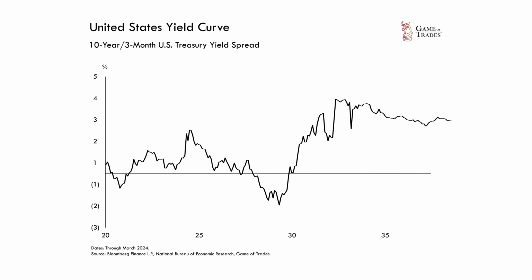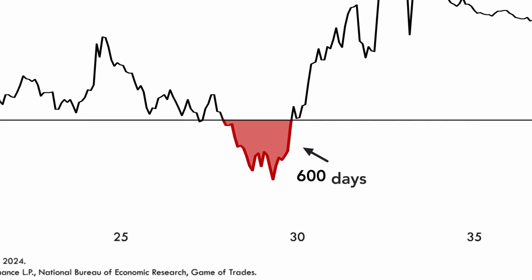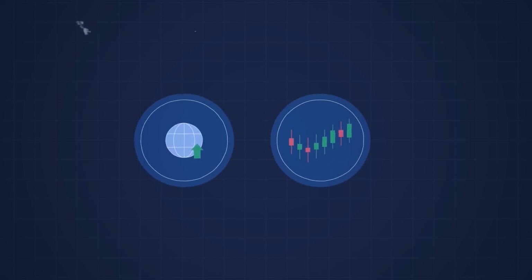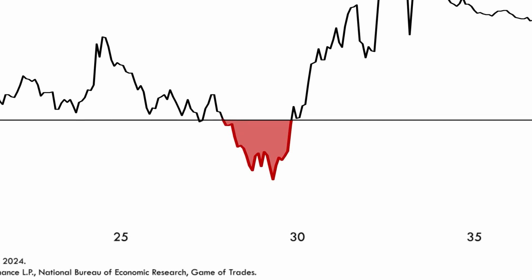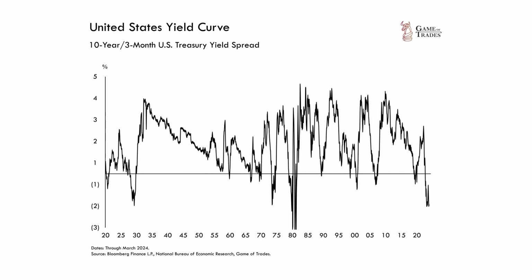In February of 1928, the yield curve inverted and stayed inverted for over 600 days. During that period, the economy was booming, the stock market was making new all-time highs, and the unemployment rate was low. Following that 600-day yield curve inversion, the U.S. economy experienced one of the most prolonged and difficult economic downturns in modern financial history. Now, of course, the U.S. economy is very different today in 2024 to what it was like in 1929.